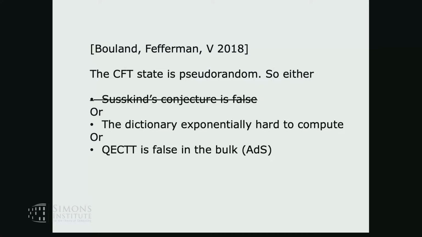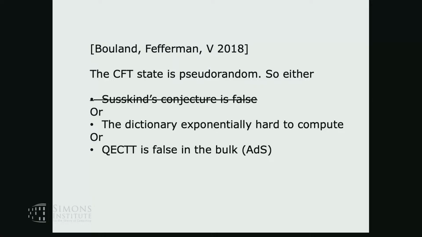at least for us, this settled the matter, and from our point of view, the conjecture is fine. So this left us with one of these two options: either the dictionary is exponentially hard to compute, or the quantum extended Church-Turing thesis is false in the bulk. And of course, if the quantum extended Church-Turing thesis is false in the bulk, then certainly the dictionary should be exponentially hard to compute, because you're going from something easy to hard. So you're down to just this middle possibility. If the dictionary is hard to compute, it can be that the state is not complicated, at least in the boundaries in its CFT.